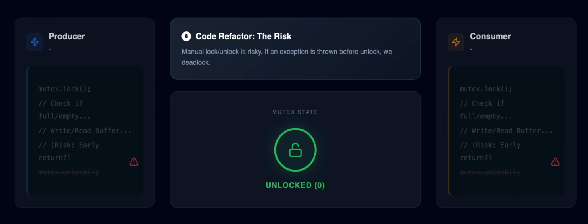But there is a massive problem. Look closely at the producer. We manually called lock and unlock. What happens if we return early? What if the code throws some exception? We skip the unlock. The consumer stays blocked forever. This is how you get deadlock.